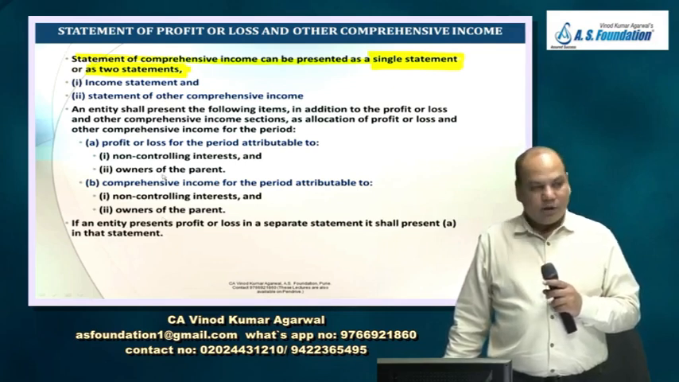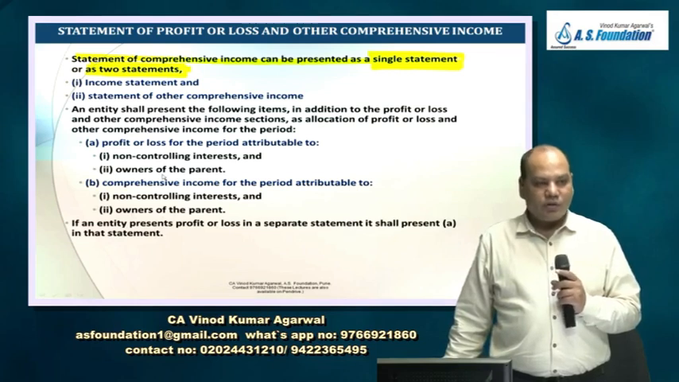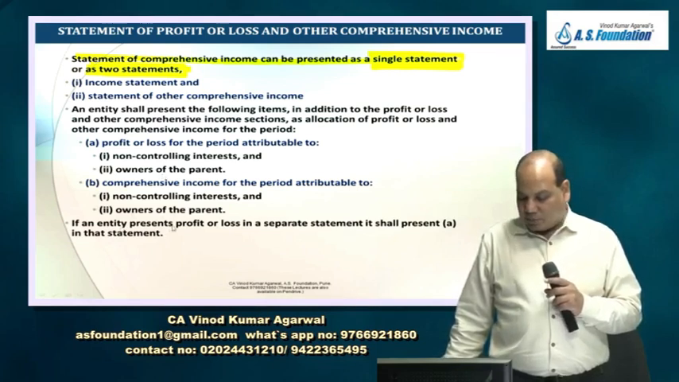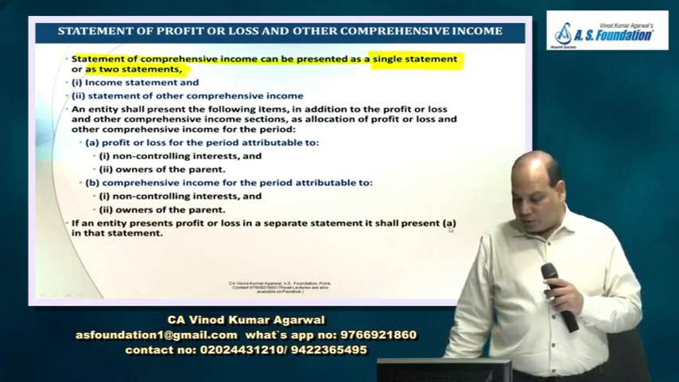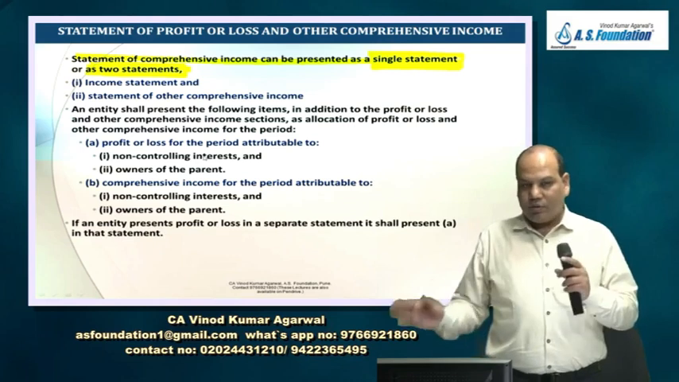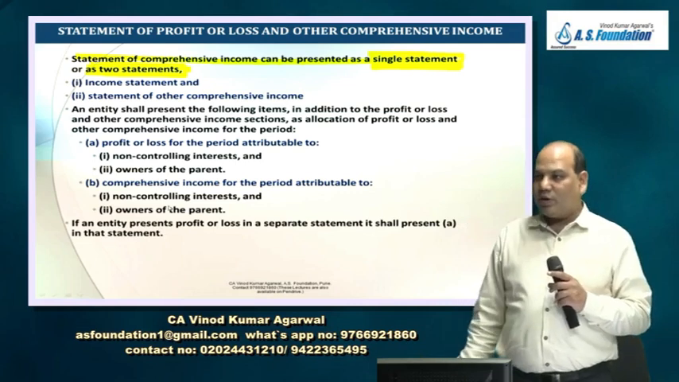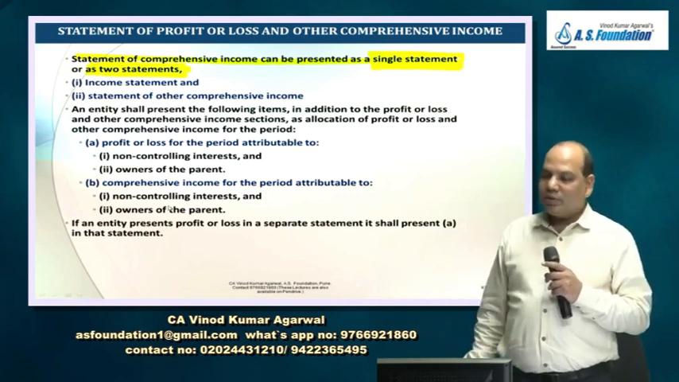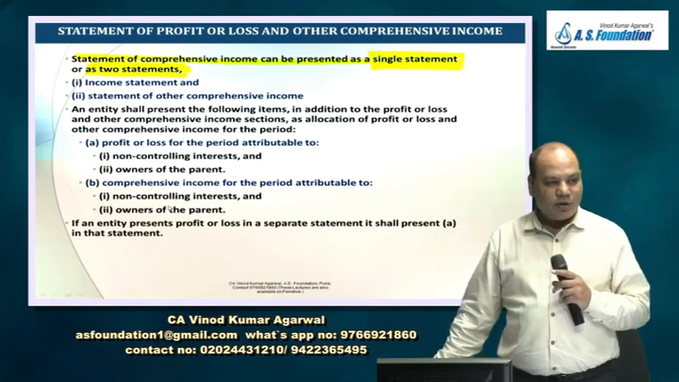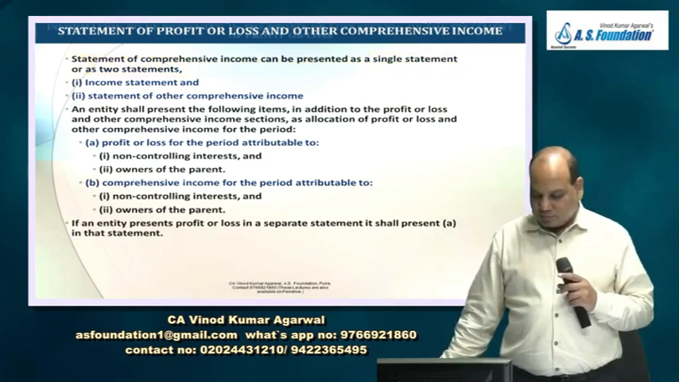This requirement will be applicable if you are preparing consolidated financial statement. If an entity presents profit or loss in a separate statement, then it shall present A, means this part, profit or loss attributable to NCI and parent, in that statement. So in that case, the profit or loss distribution will be shown in the first statement and the comprehensive income distribution will be shown in the second statement, if you are preparing two statements.